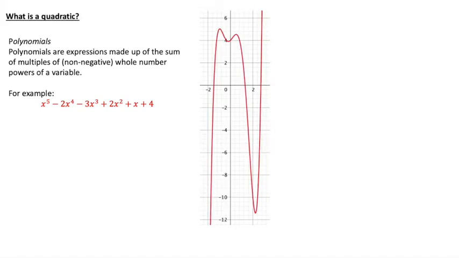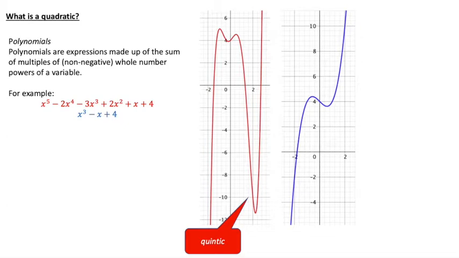So anyway, one or two more examples. Well, we'll have a look at the picture of that one actually first. So that is a quintic, quin for 5, and it looks like that. Another example, we have x cubed minus x plus 4, which you may recognise as a cubic, and they can look like that. That's a cubic.